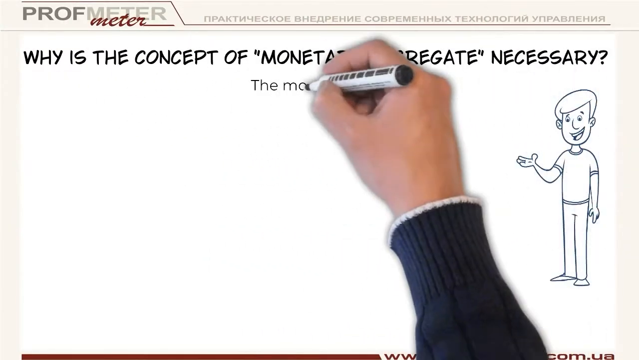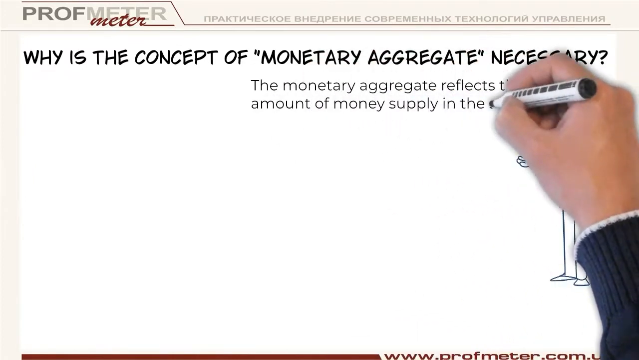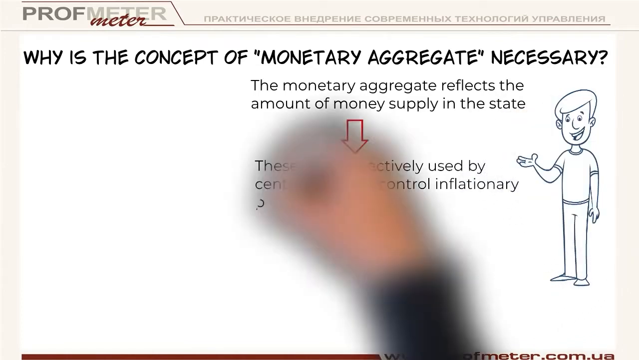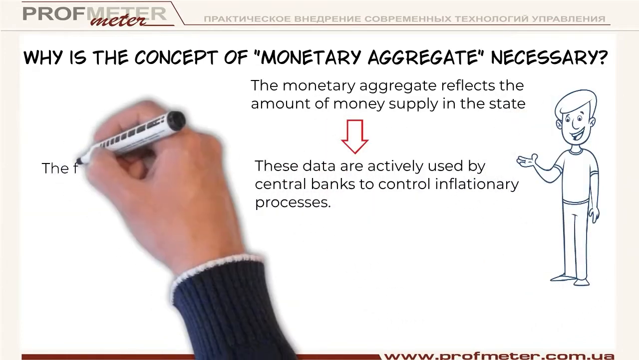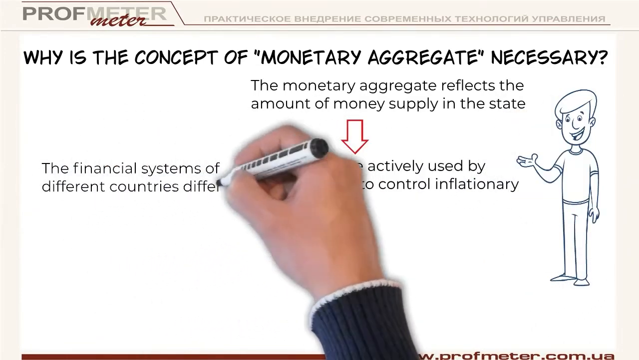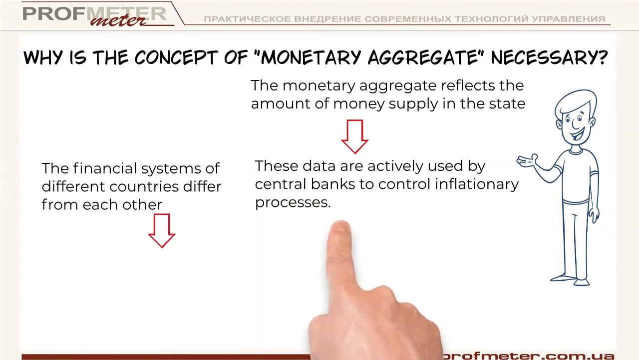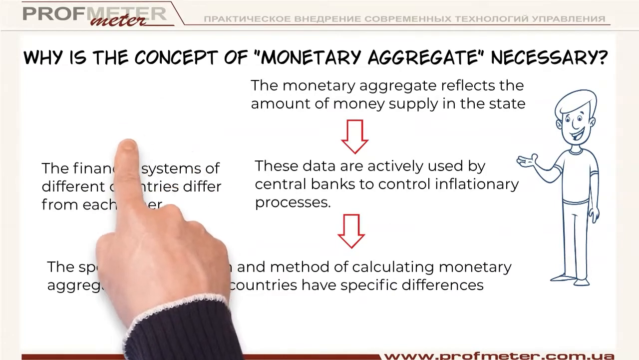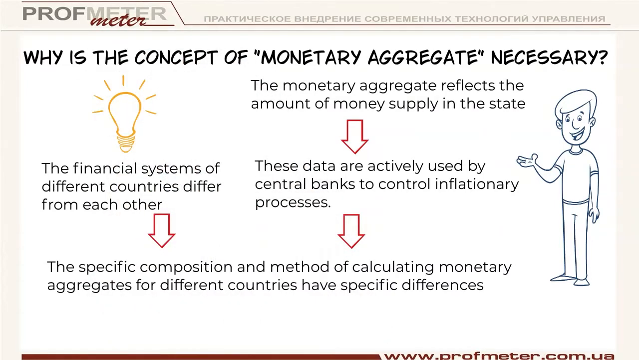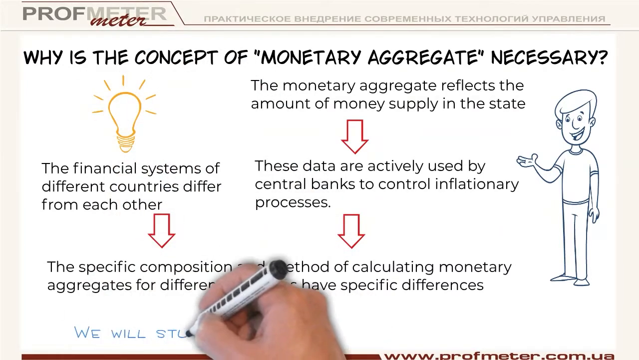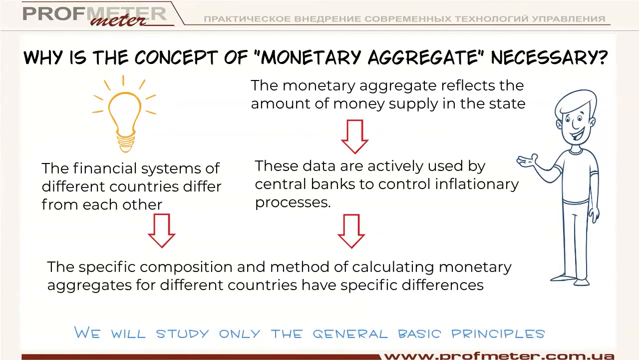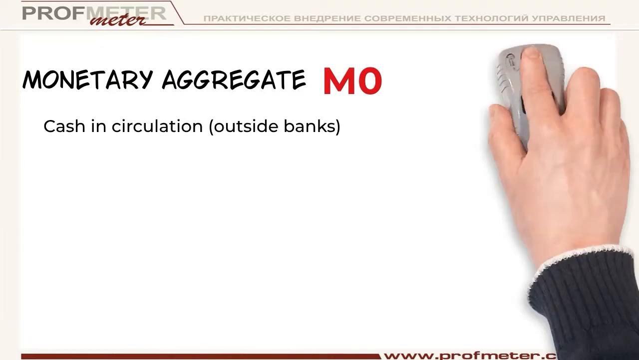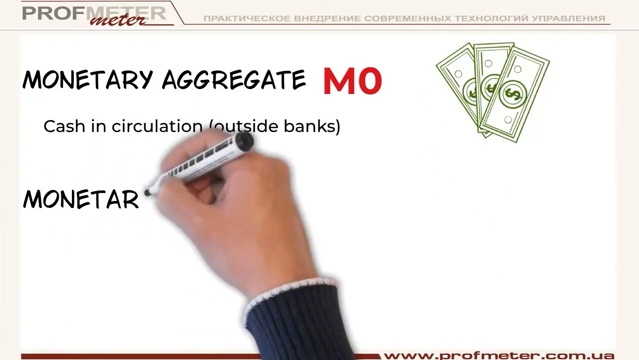Important note. The monetary aggregate, which shows the amount of money available in the country, is a purely practical tool that is managed by central banks. Since the monetary system in each country is still different from each other, each central bank formulates these concepts in its own way. In general, the same, but in the details, there are differences. Therefore, we analyze the general idea. Monetary aggregate M0, cash. You can touch them and even put them in your pocket.